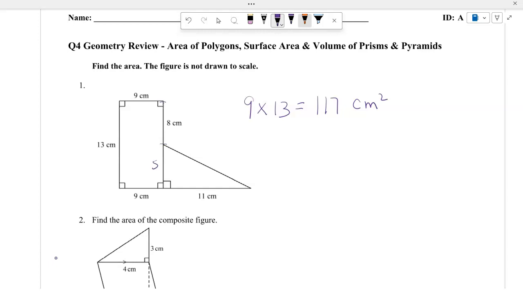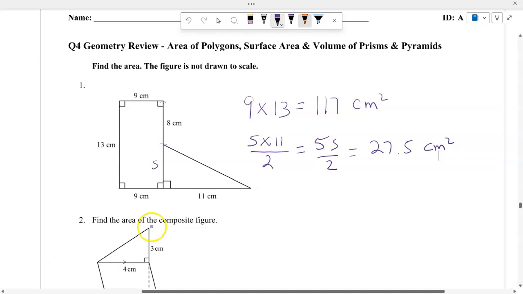So to find the area of the triangle, it's 5 times 11 divided by 2, which is 55 over 2, which is 27.5 centimeters squared. Now to find the total area, you're going to add both of them, which you get 144.5 square centimeters. So remember to find the area of each shape.